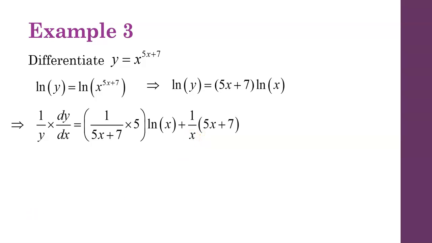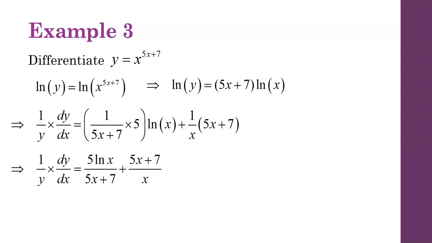Plus derivative of the second function, derivative of natural log of x is 1 over x multiplied by 5x plus 7. So next we're going to clean up the right side of this expression and put the fractions together. We are going to end up with 5 natural log of x over 5x plus 7. That's combining the 5 and natural log of x on top of 5x plus 7. And again, combining these two fractions together, I get 5x plus 7 over x.